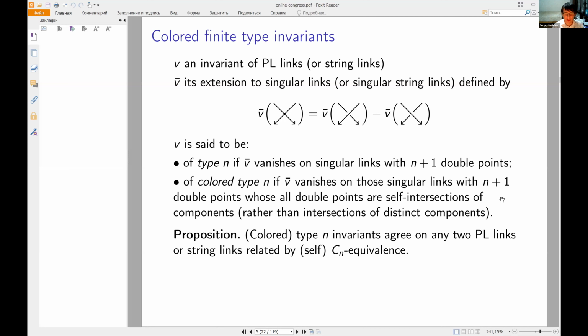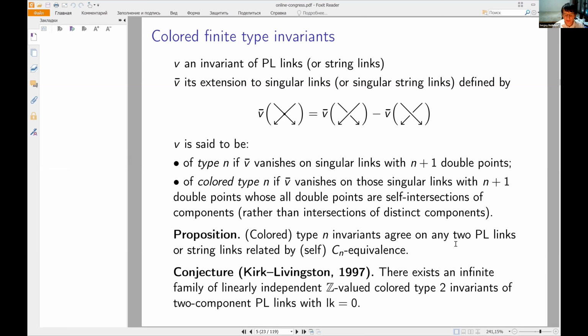in the same way as usual type n invariants are related to CN equivalence. At least in the easy direction. So colored type n invariants agree on any two PL links or string links which are related by self-CN equivalence. This is a very easy proposition. And in the reverse direction, something can be said, but it's a long story.